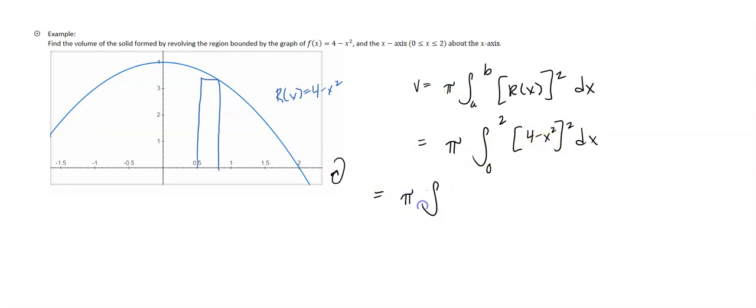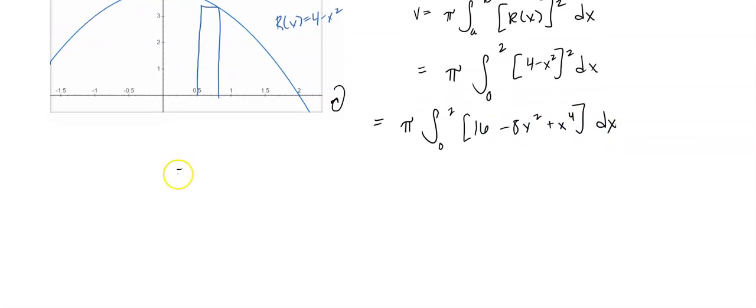So I will do that and I'll get 16 minus 8x squared plus x to the 4th if I FOIL that out. And then I'm going to integrate. So I will have 16x minus 8/3 x cubed plus 1/5 x to the 5th. And that's all from 0 to 2 and multiplied by pi.